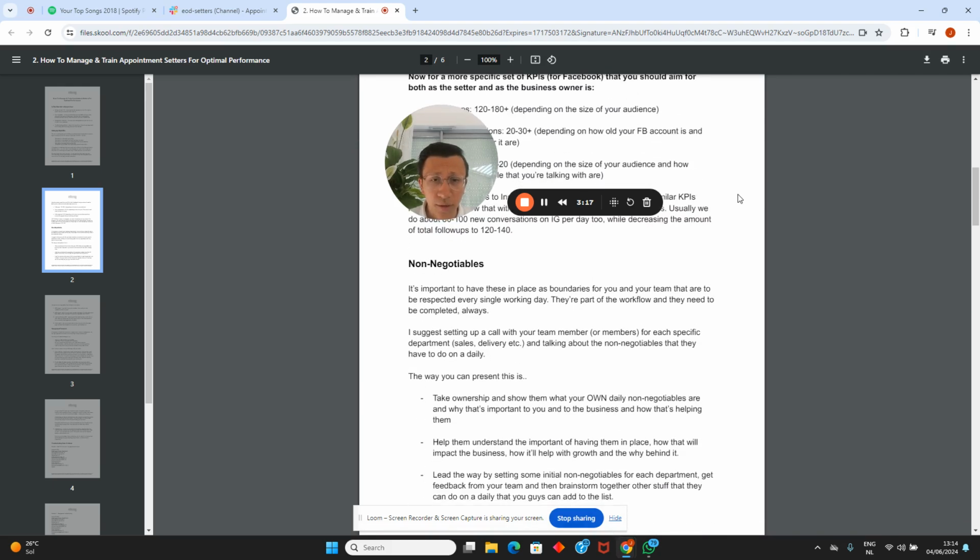So, non-negotiables. I really believe besides having a good setter, what's even more important is good leadership, right? And making sure you have good onboarding, good expectations, good communication, good feedback. You operate with a sense of urgency and you set the right standards for the setter to operate at a high level.